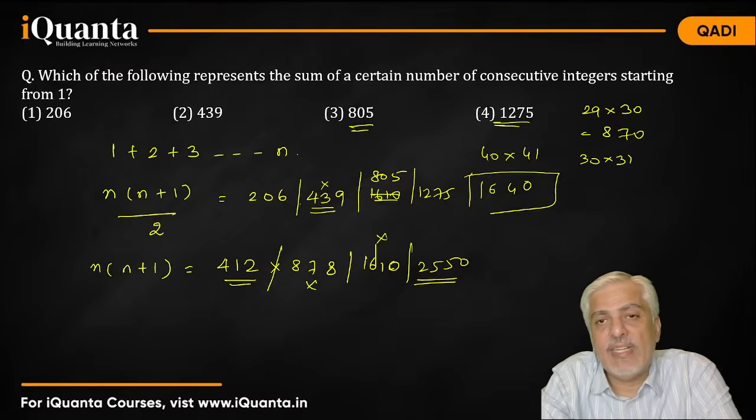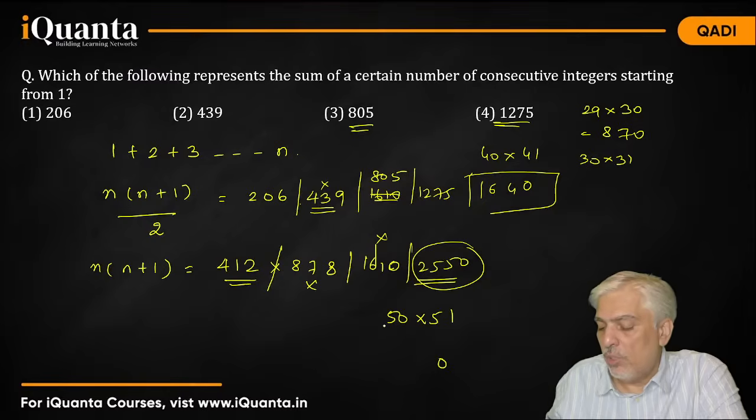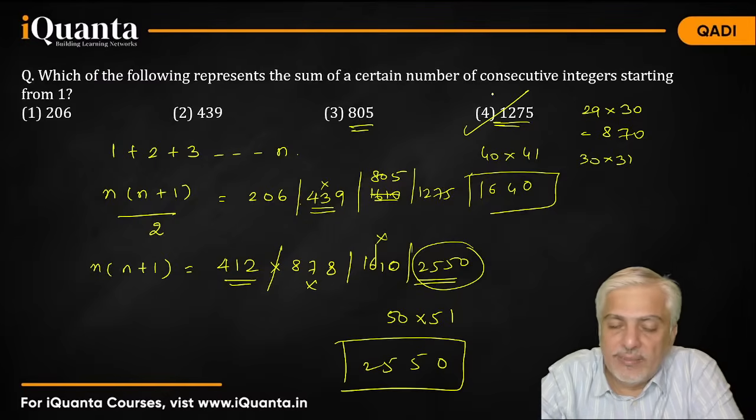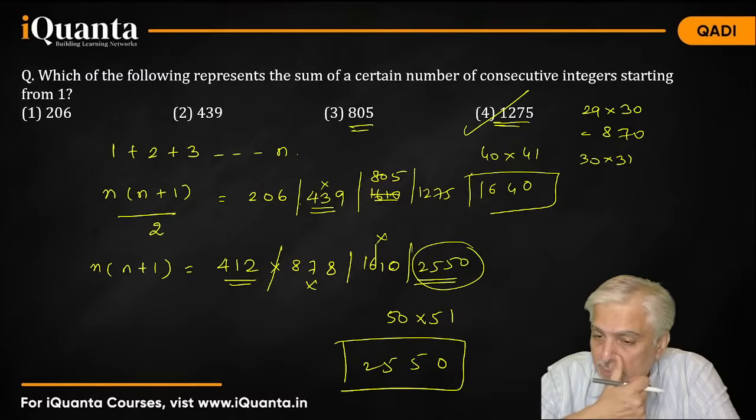That will be exactly 50 into 51. 0, 5 ones are 5, 5 5s are 25. 2550. And this is how you should have checked. I don't know what error somebody made in the start when they said the answer was the second option. First option, sorry. Everybody clear with this question?